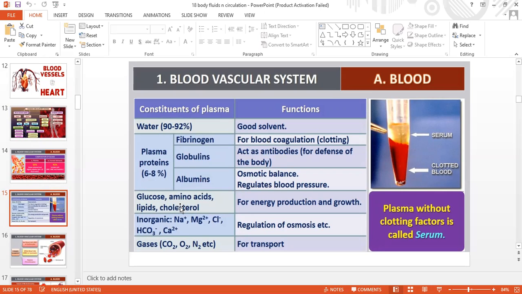pressure. Then the plasma also contains glucose, amino acids, lipids, cholesterol, some inorganic ions like sodium ion, magnesium ion, chloride ion, bicarbonate ion, calcium ion, and some gases like carbon dioxide, oxygen, nitrogen, etc. Now, plasma without the clotting factor, that is, without the platelets and the clotting factor, is known as serum.